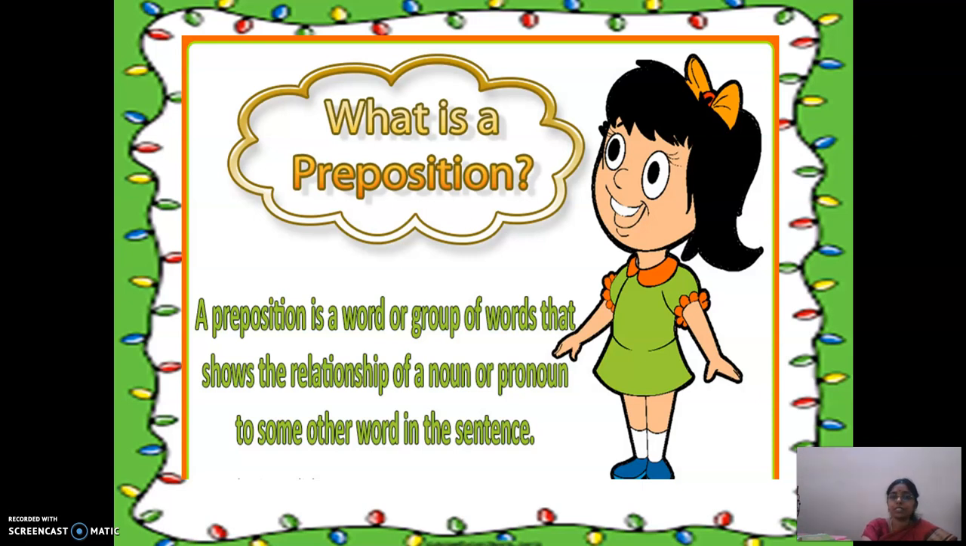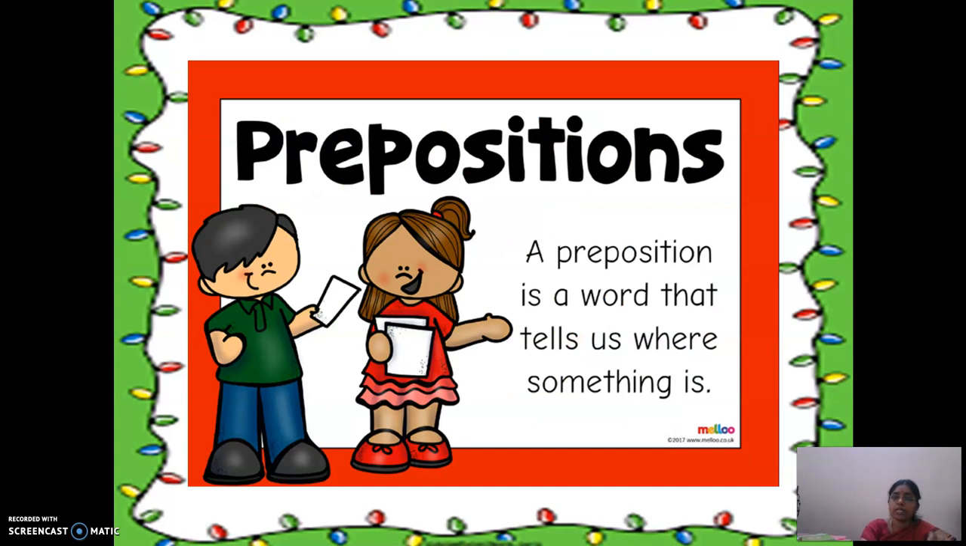A preposition is a word or group of words that shows the relationship of a noun or a pronoun to some other word in a sentence. So it shows a relationship. That is what is main. It shows the relationship of a noun or pronoun to some other word in the sentence. Another definition: a preposition is a word that tells us where something is, where some objects are present. Okay, this is the second definition. So based on the place, based on the preposition, it differs.